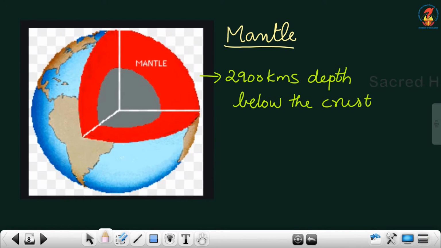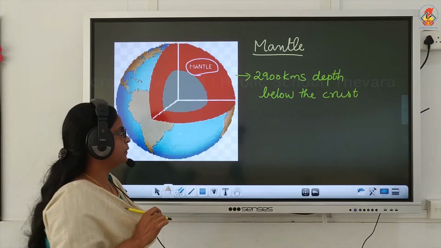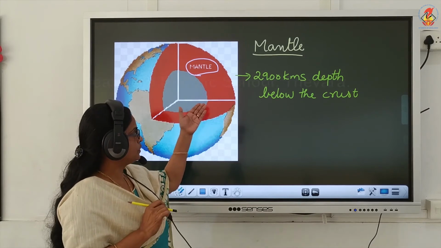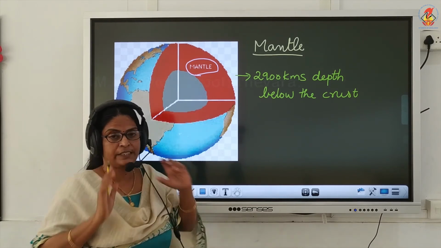Now, this is the diagram of the mantle. You can see the red portion. This is the mantle. It is just beneath the crust, and it extends up to 2900 kilometers depth.